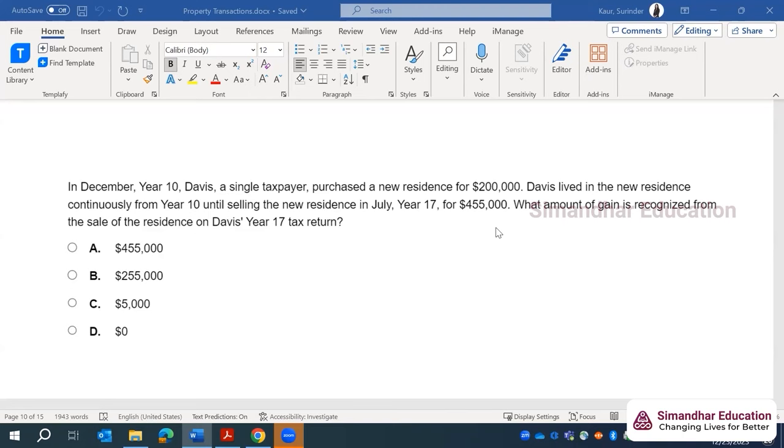In December year 10, Davis, a single taxpayer, purchased a new residence for $200,000. Davis lived in that new residence continuously from year 10 until selling the new residence in July year 17 for $445,000. What amount of gain is recognized from the sale of the residence on Davis's year 17 tax return? So what is the filing status of the taxpayer?